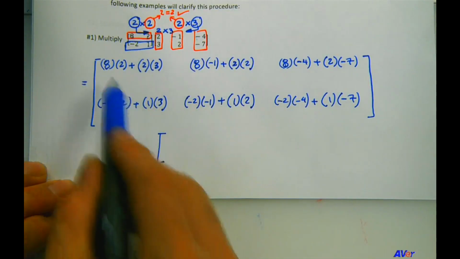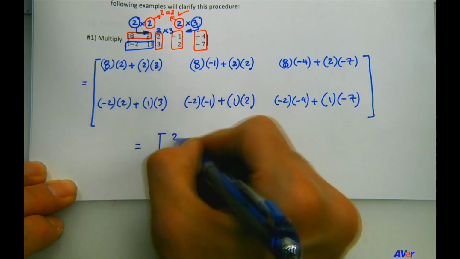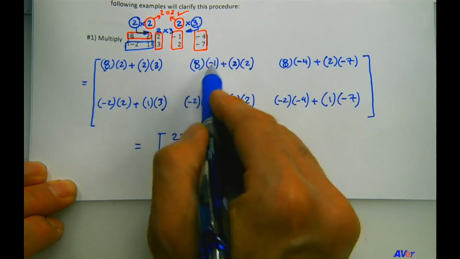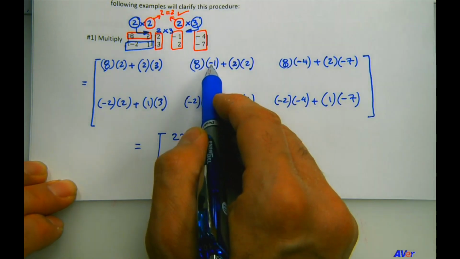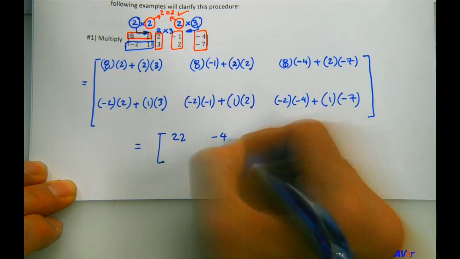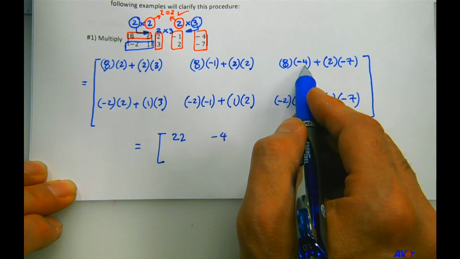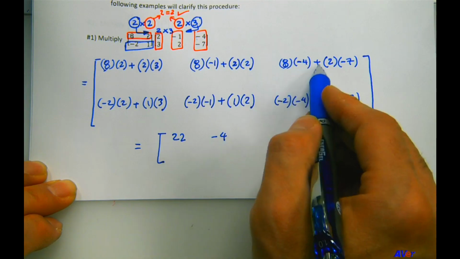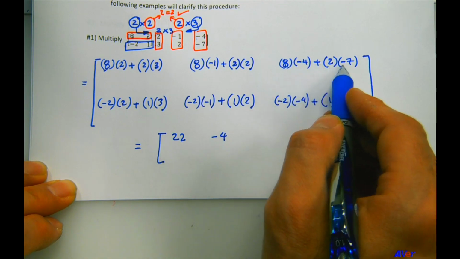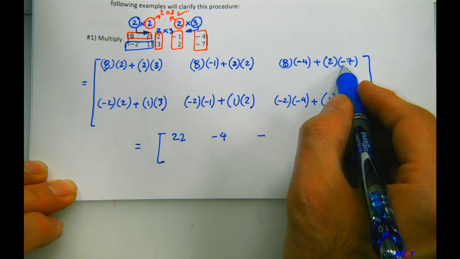We have 8 times 2 is 16 plus 6, 22. 8 times negative 1 is minus 8 plus positive 4. That's negative 4. 8 times minus 4 is minus 32. Minus 32 plus minus 14. Right? So it's going to be minus 32 minus 14.